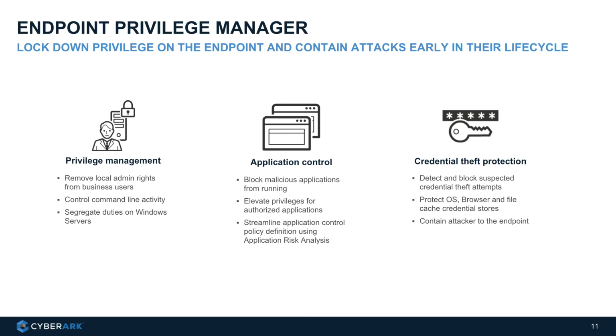Moving on to application control beyond least privilege, application control can do things like block malicious applications from running. It can do things like elevate privileges for authorized applications, like we talked about around privilege management. And then it can also streamline application control policy definition using application risk analysis.